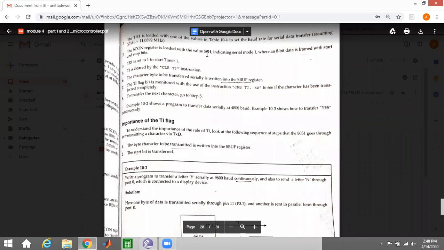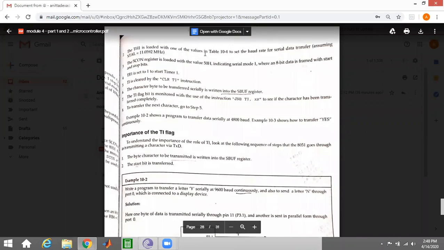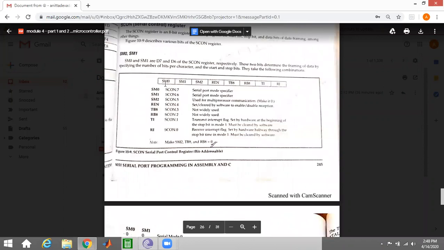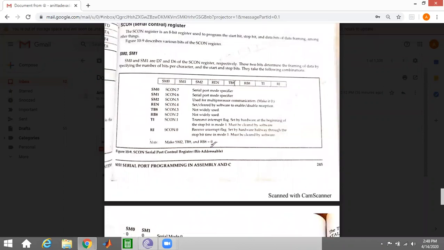Now we'll go to the SCON register and see it. Where is this SCON register? This is the SCON register. Here we have to fix the value as 50H, and here the lower 4 bits will be 0, correct? 0 0 0 0. 50H is nothing but 0 1 0 1, correct? That is 0 1 0 1.